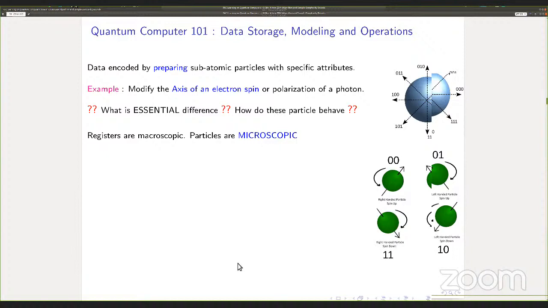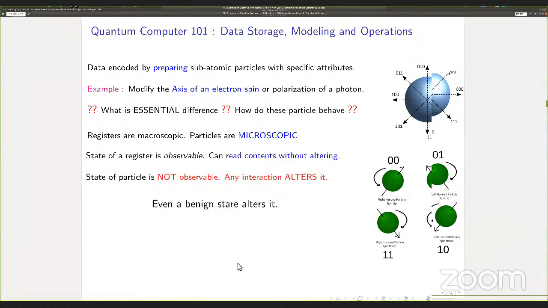So I'm going to write that down. The state of a register is observable. You can read the contents of the register without altering it. But the particle is not observable. Any interaction alters it. Literally even a benign stare at it alters it. And so this is the key. The entire formulation of a quantum computer, how you do operations on it, is very different from the classical computer.